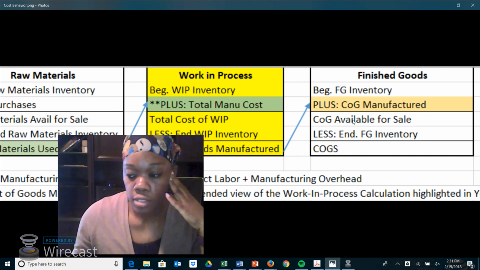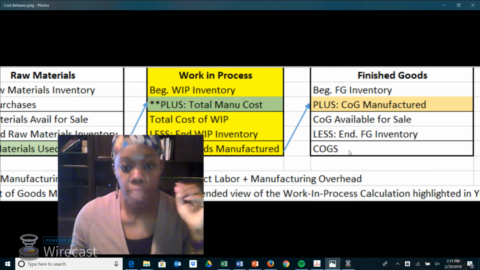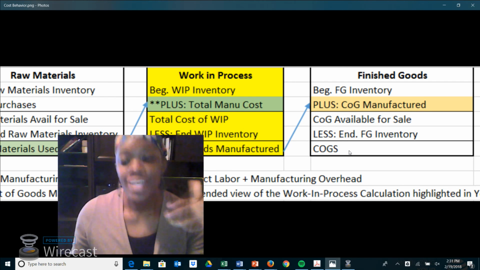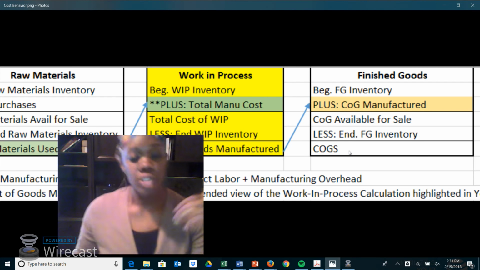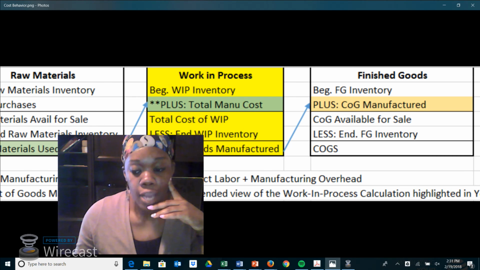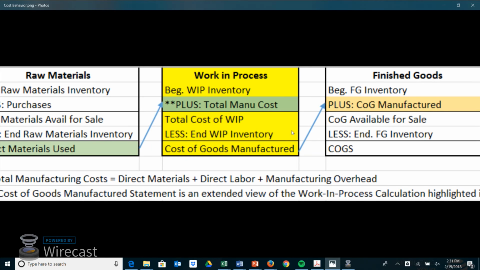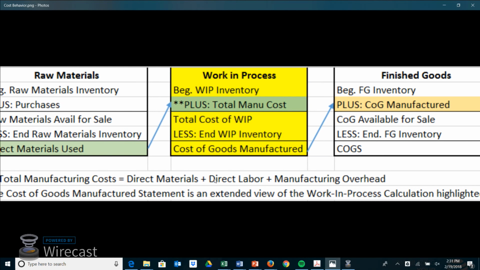That's going to give us our cost of goods available for sale. Then we're going to subtract out our ending finished goods inventory, and that's going to give us the cost of goods manufactured. I'm sorry, not the cost of goods manufactured, the cost of goods sold, which is something that you have seen on the income statement before. So all of this takes you through the entire process to show you from a manufacturing standpoint how we arrive at the information that is on our balance sheet and our income statement. More so the income statement because we have cost of goods sold.